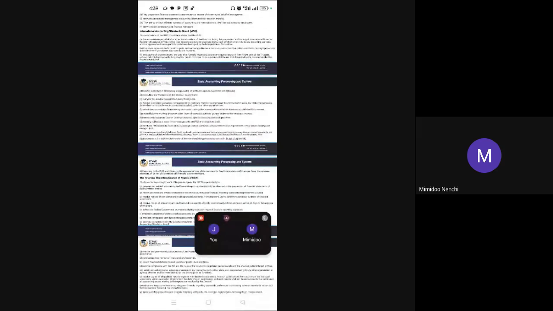So next class we'll be looking at the business entity, the definition of business, and the classification of business entity. What do we mean by business? Then, what are the categories of business entity we have?